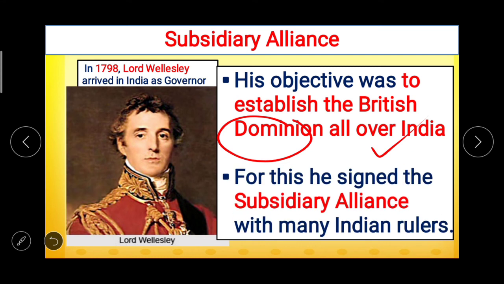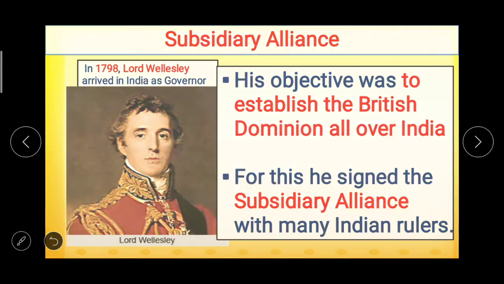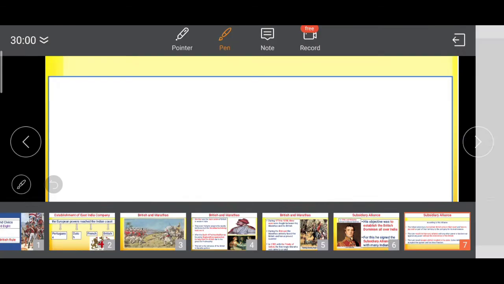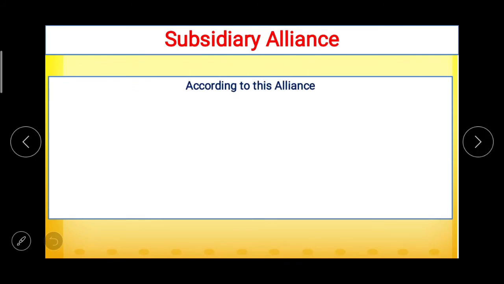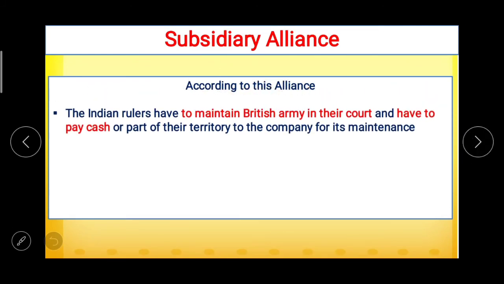And for this, he signed the Subsidiary Alliance with many Indian rulers. Now, what was this Subsidiary Alliance? According to this alliance, the Indian rulers had to maintain a British army in their court and had to pay cash or part of their territory to the company for its maintenance. Again, I am repeating this: according to the Subsidiary Alliance, the Indian rulers had to maintain a British army in their court.